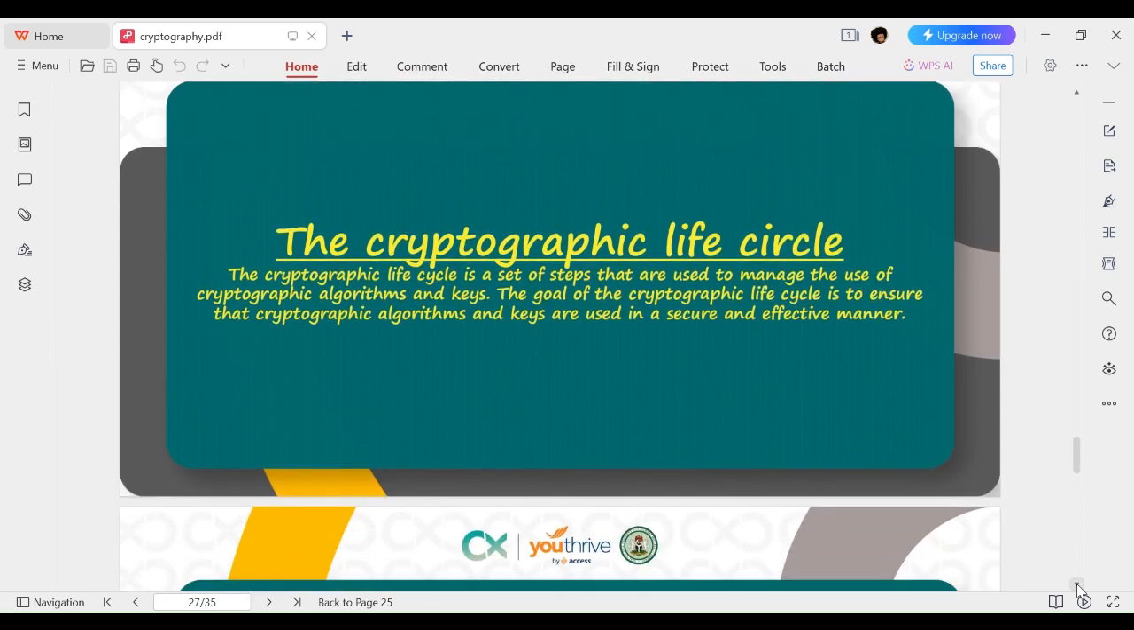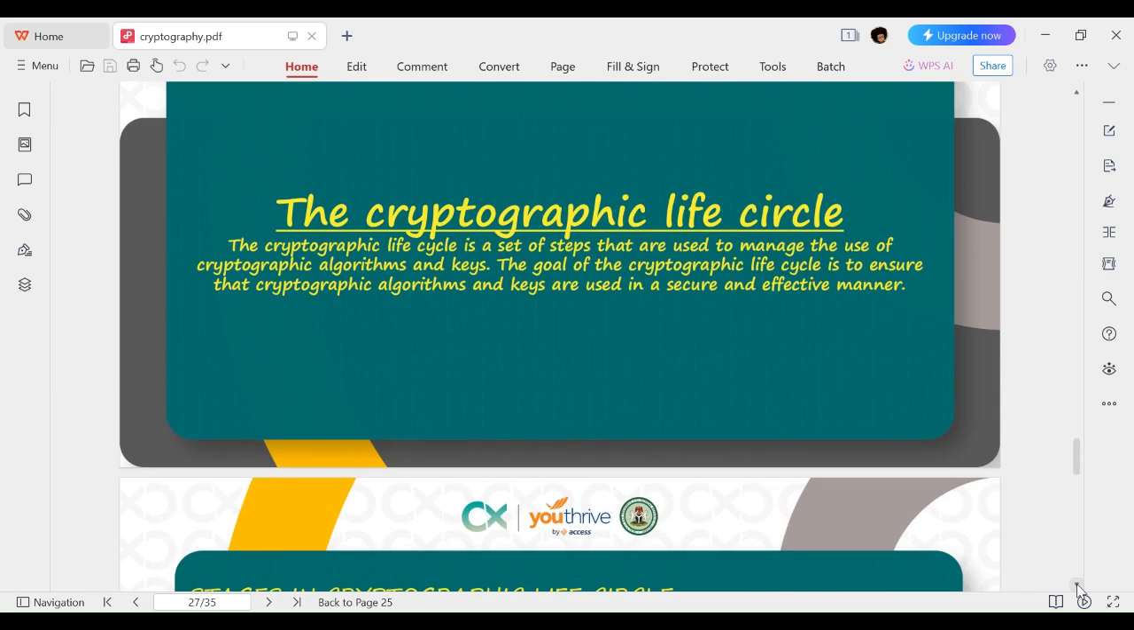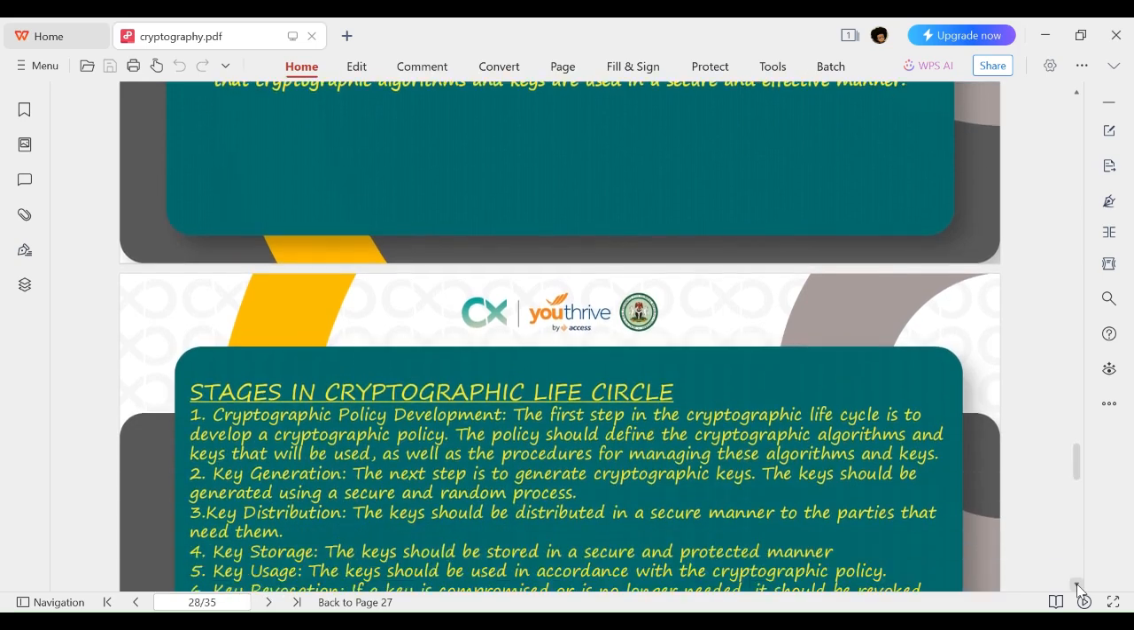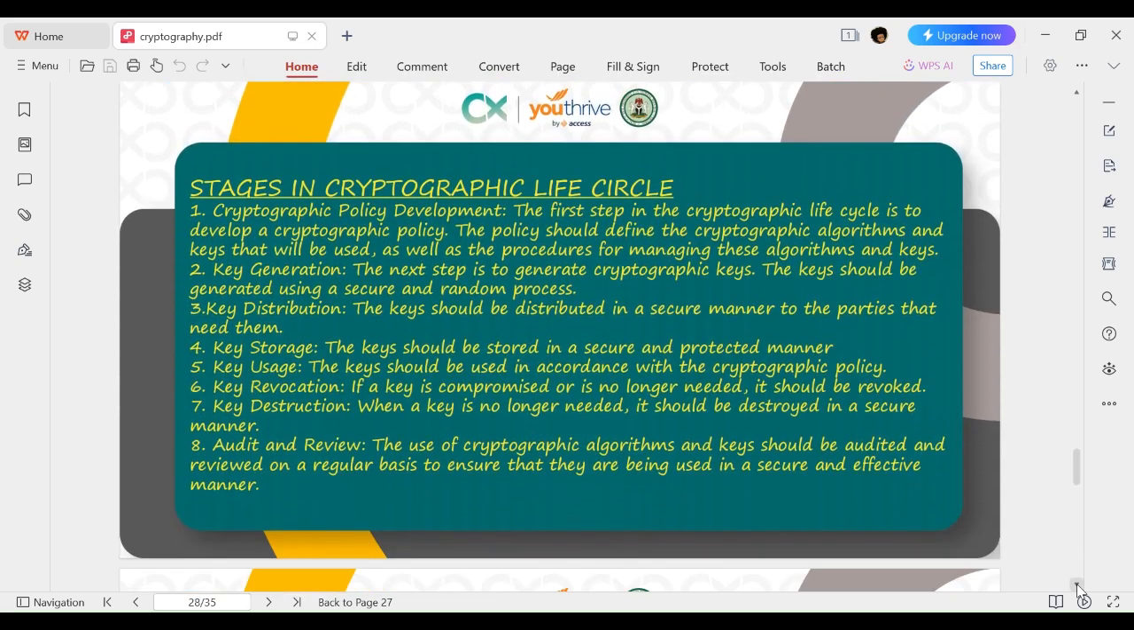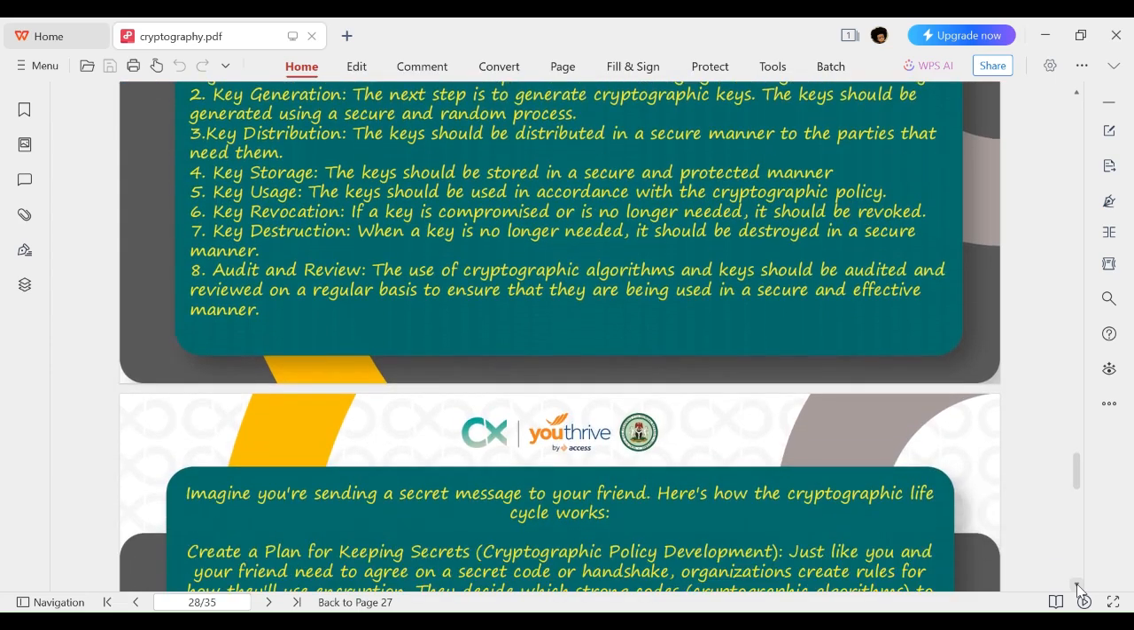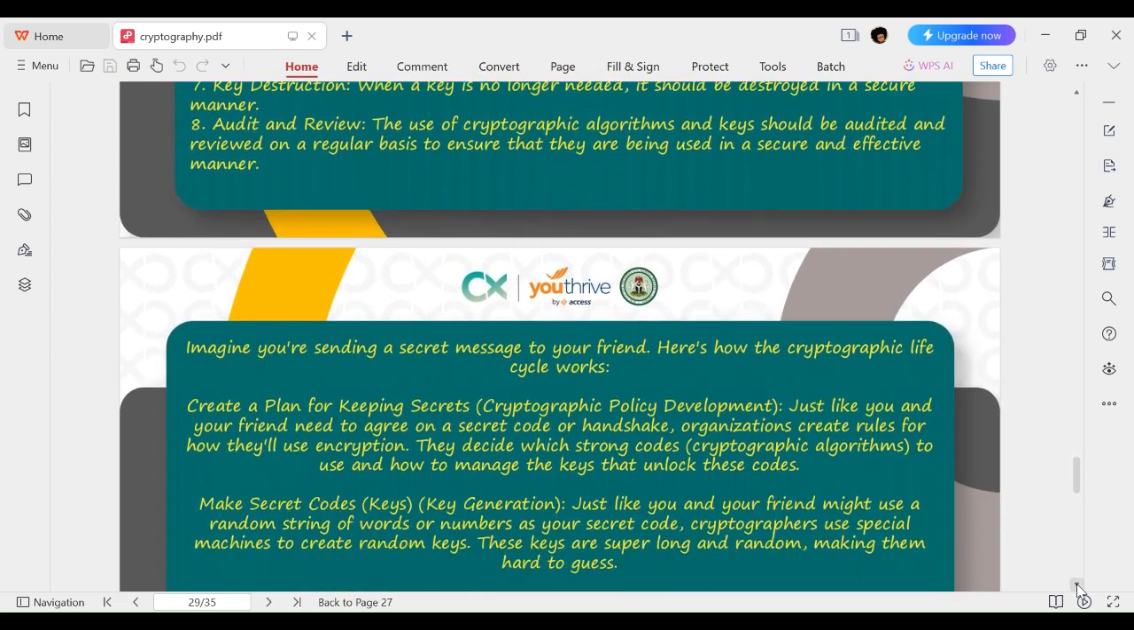The cryptographic life cycle. The cryptographic life cycle is a set of steps that are used to manage the use of cryptographic algorithms and keys. The goal of the cryptographic life cycle is to ensure that cryptographic algorithms and keys are used in a secure and effective manner. So you read up on this, and I'll explain what a cryptographic life cycle is for easy understanding.